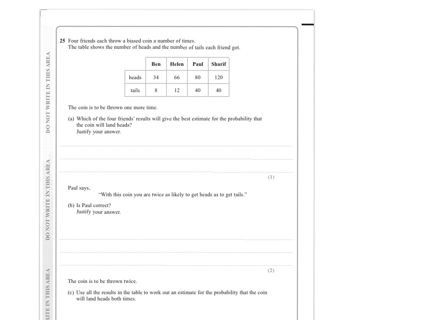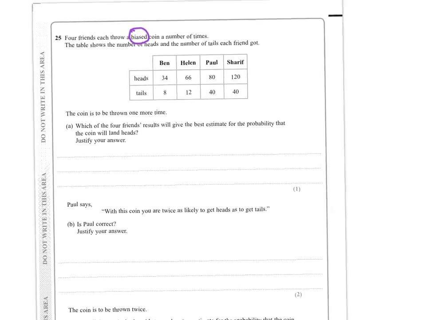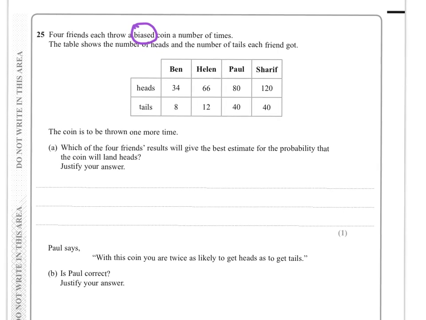Question 25 says: 4 friends each throw a biased, i.e. not fairly weighted coin, i.e. it's more likely to come down on one side than the other, a number of times. The table shows the number of heads and the number of tails each friend got. The first part of the question says, the coin is to be thrown one more time. Which of the 4 friends' results will give the best estimate for the probability that the coin will land heads?